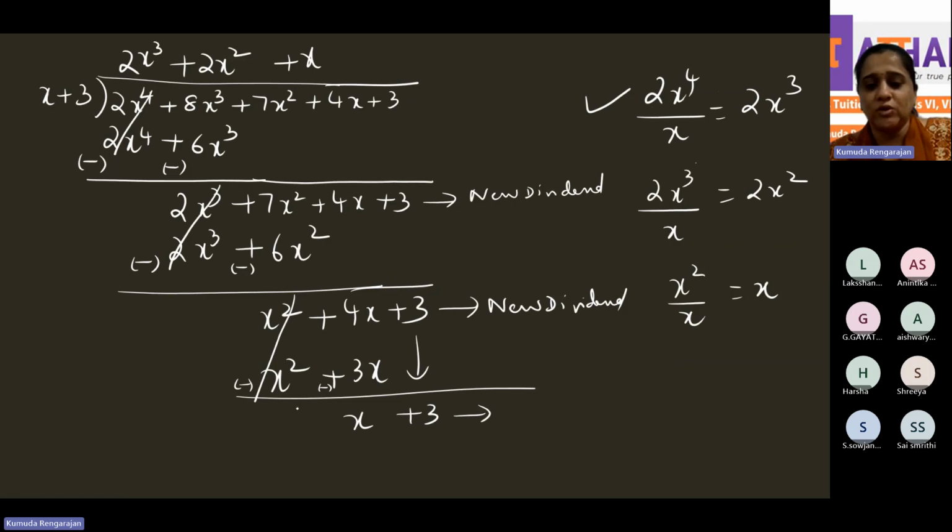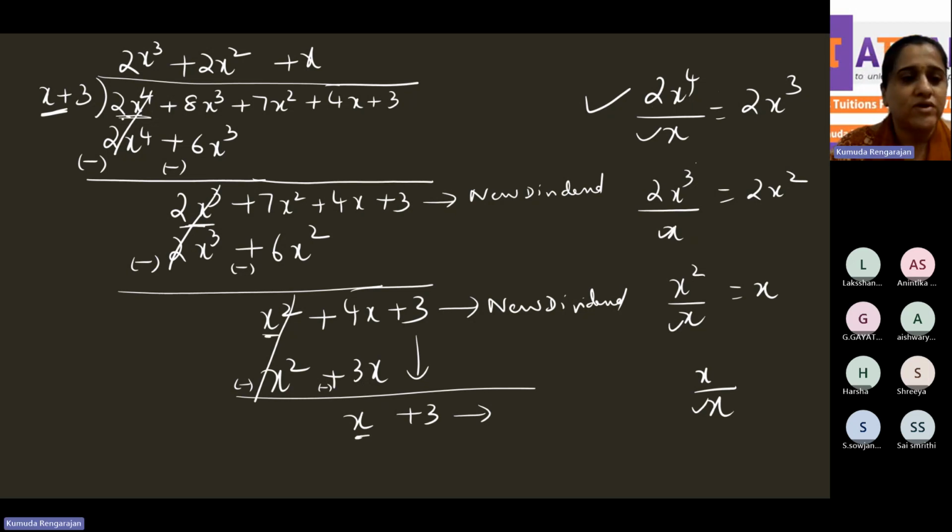Divide the first term of the new dividend by the first term of the quotient x. See here, everywhere we are dividing by x only. Only the numerator changes. First, the numerator is 2x to the power 4. Then the term is 2x cubed, then x squared, then x.